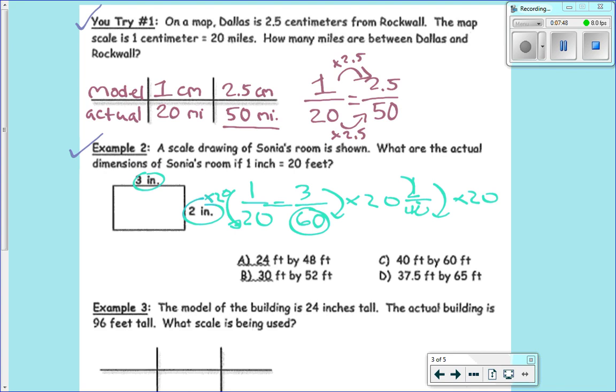Good. And then 2 times 20. Good. Answer choice C. So her actual room is 40 by 60 feet.